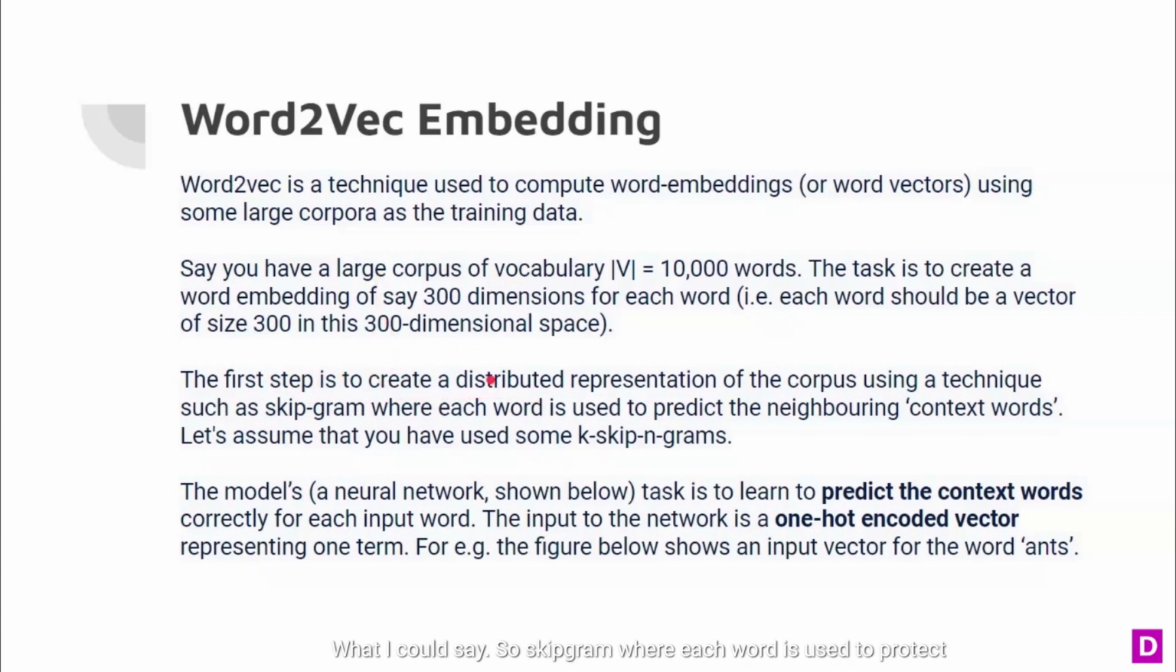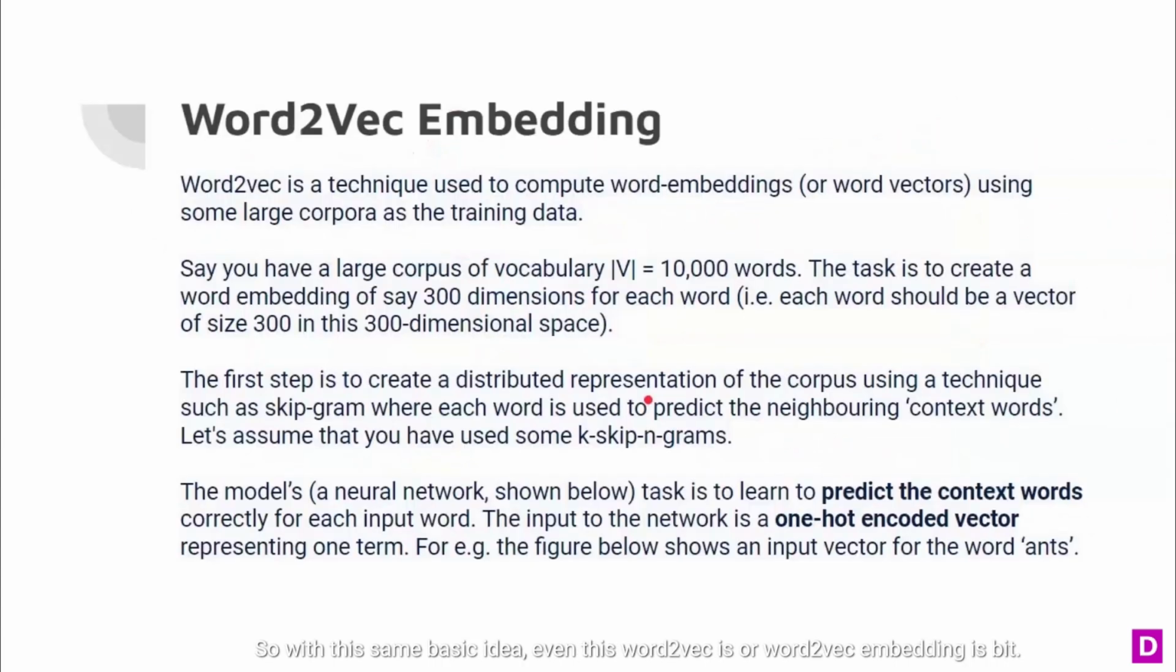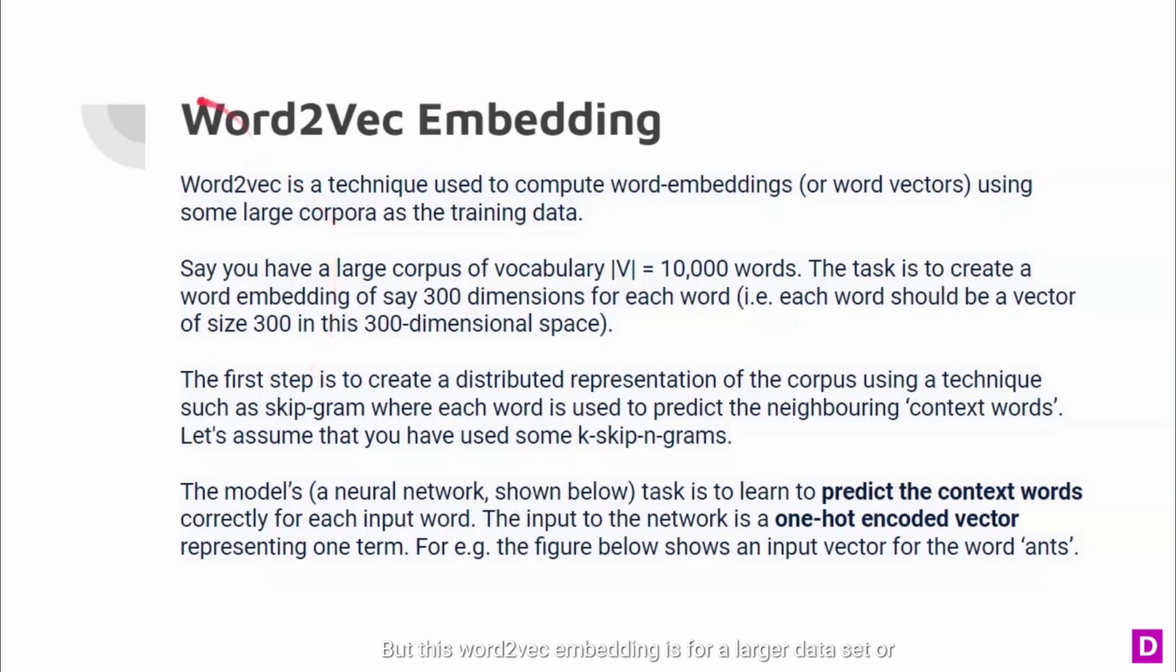In skipgram, each word is used to predict the neighboring context words. In the probabilistic approach as well, if we pass a word as input, we get the context words or neighboring words for the given input word. With this same basic idea, Word2Vec embedding is built. But the skipgram method is for a smaller set of words, while Word2Vec embedding is for a larger data set or larger text corpora.